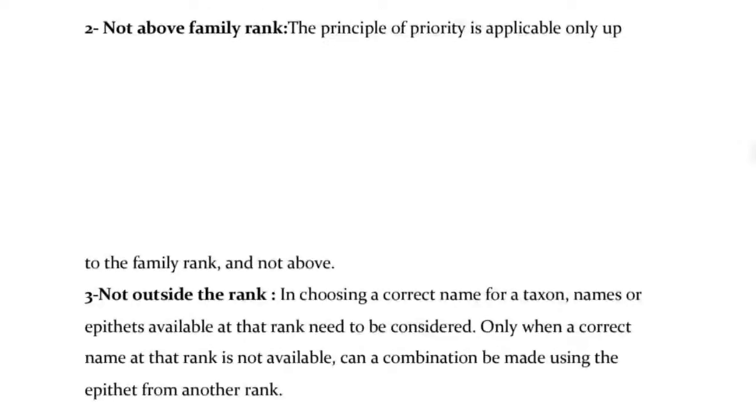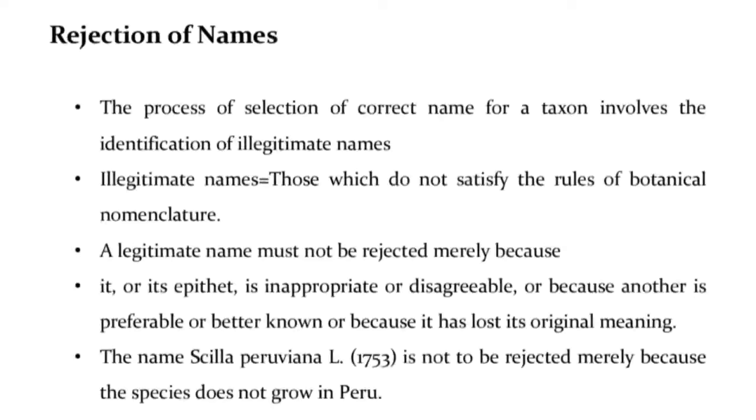2. Not above family rank. The principle of priority is applicable only up to the family rank, and not above. 3. Not outside the rank. In choosing a correct name for a taxon, names or epithets available at that rank need to be considered. Only when a correct name at that rank is not available, can a combination be made using the epithet from another rank. Rejection of names.